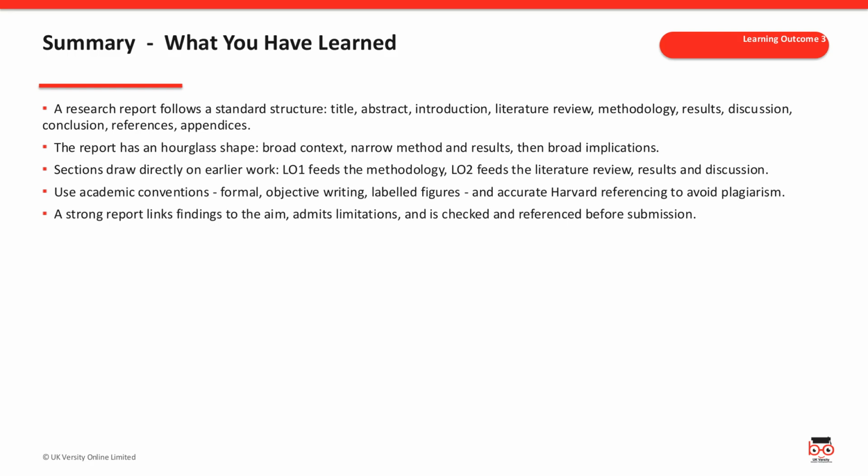Let's bring the outcome together. A research report follows a standard structure from title and abstract through to conclusion, references, and appendices, and it takes an hourglass shape, broad, then narrow, then broad again. Its sections lean directly on your earlier work, with the methodology, literature review, and results all drawing on what you did before. Write with formal academic conventions and accurate Harvard referencing. Link your findings to your aim, admit your limitations, and check everything carefully before you submit.